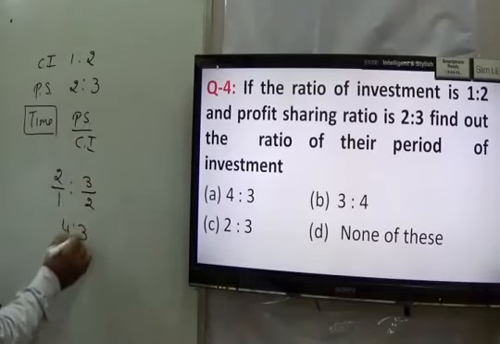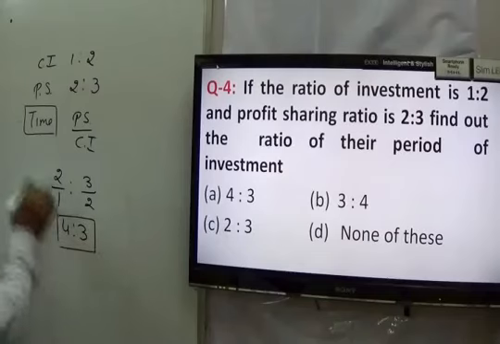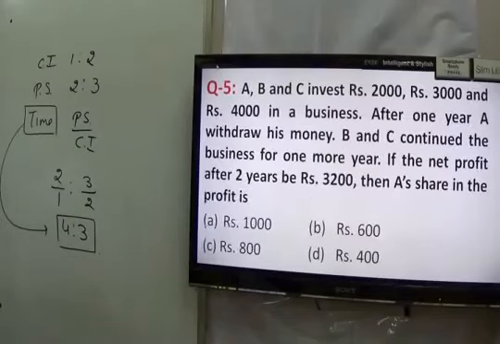Here I can say ratio is 4:3. So we can say that the ratio of their time period is said to be 4:3. The answer to our question is A, that is 4:3. Next we have statement number 5.